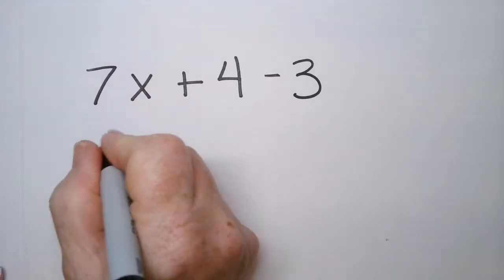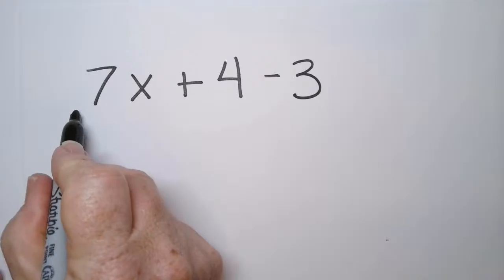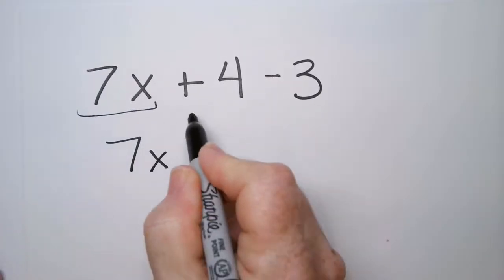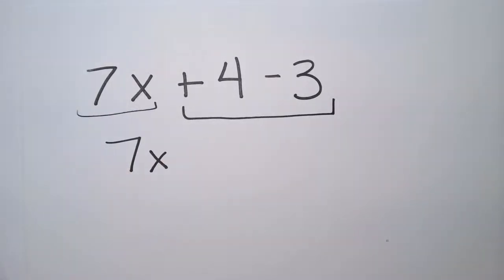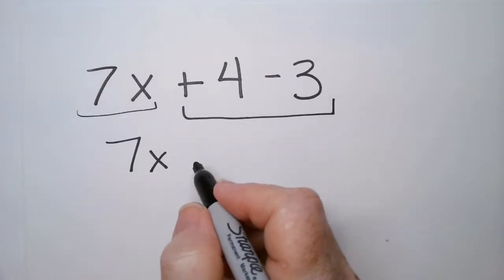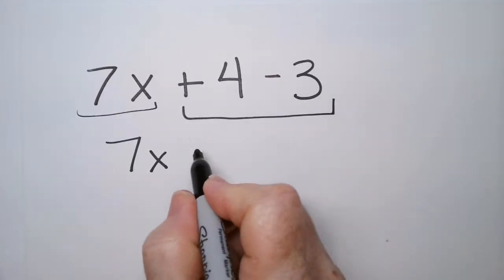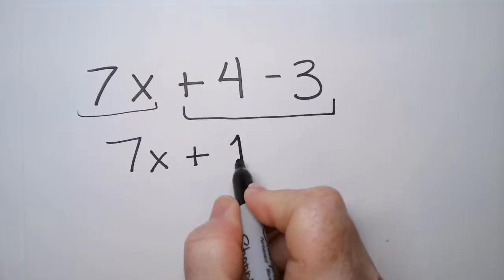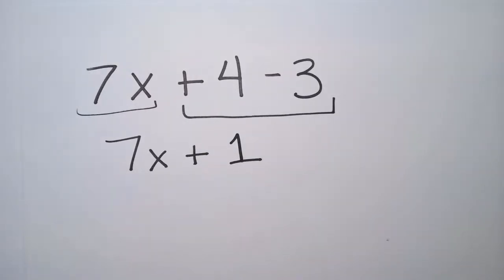Sure. So there's only one term with x, so that just gets dropped down. But I can combine these, right? So you're going to get a plus 4 minus 3. You have $4, you paid 3. You have plus 1.